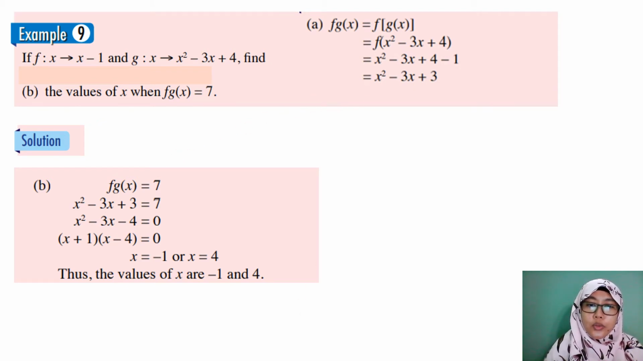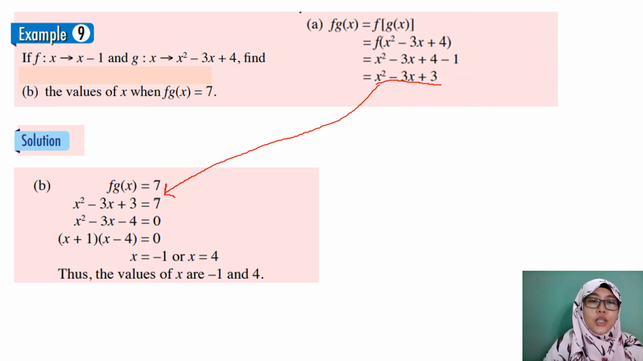Okay. So what you need to do here is you copy paste FGX punya jawapan tadi, the function, you substitute here. Gantikan dekat sini. Okay, boleh ya? Okay, so FGX is equal to x square minus 3x plus 3 equals to 7. Why equals to 7? Because the question is equals to 7. Okay, so next, the number 7 you bring to the left side.